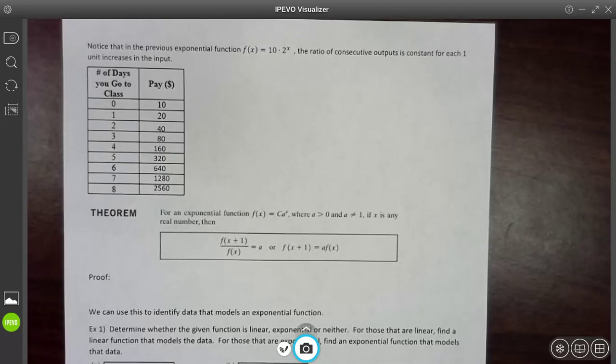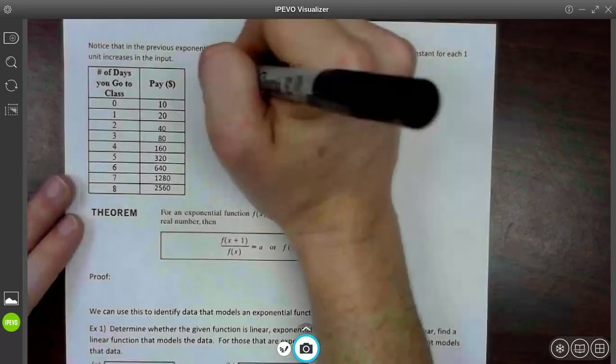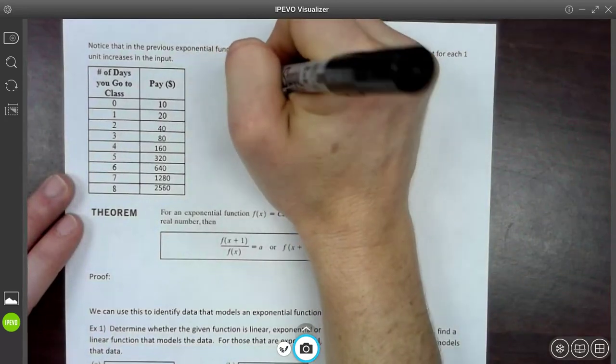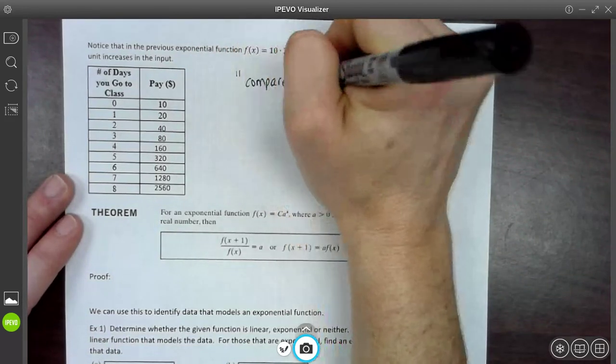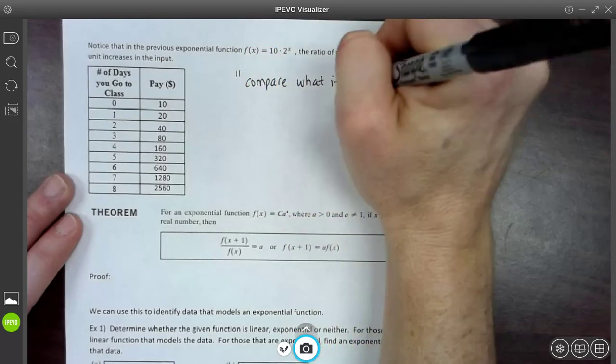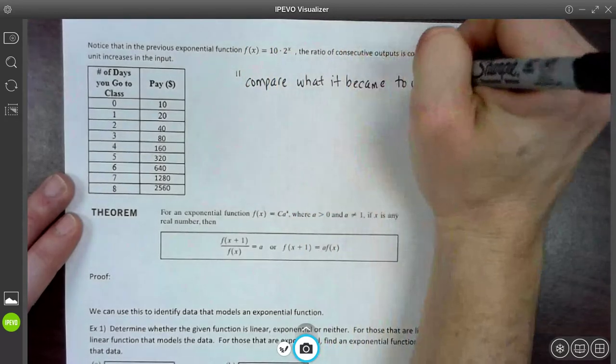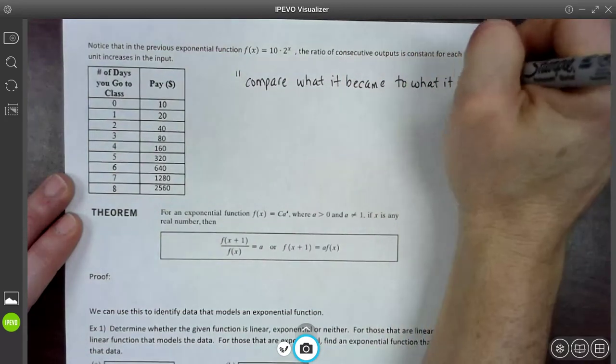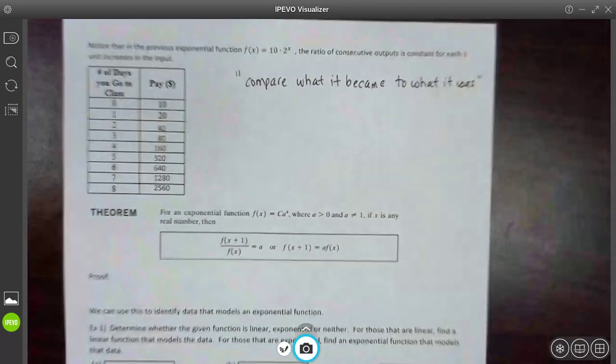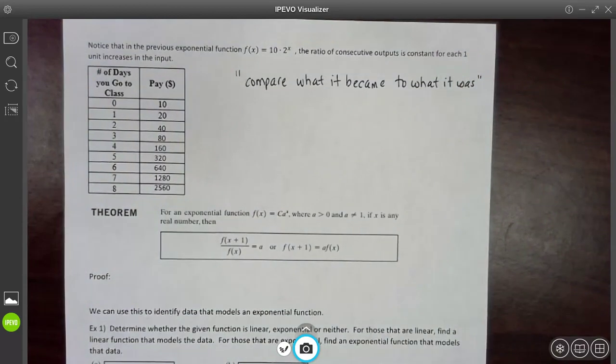There is a constant ratio between consecutive outputs if you are an exponential function, and it should equal the growth factor. All right, so to prove that this is exponential data, we want to prove that there is this constant ratio between the outputs. So you want to compare what it became to what it was. If you compare what it became to what it was, you should see this constant ratio between outputs.